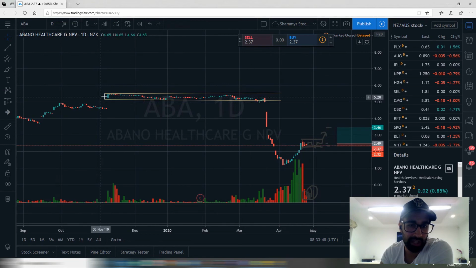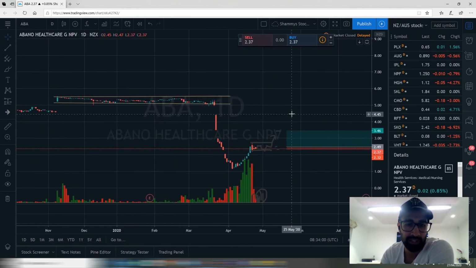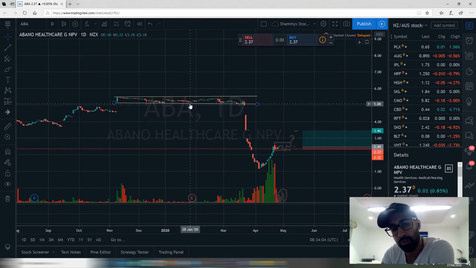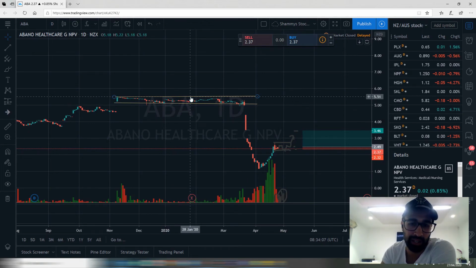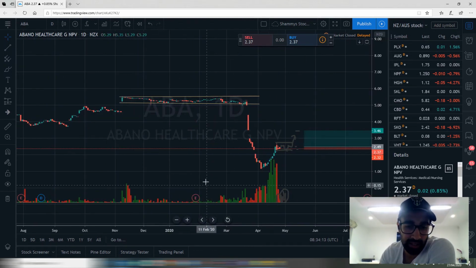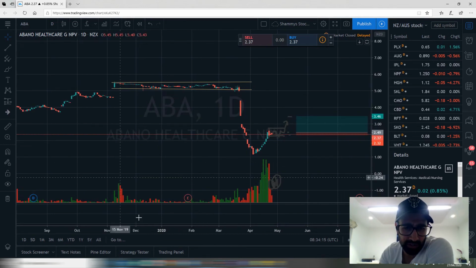This stock here has been stuck in a range since November 2019, between $5 and $5.50. So it's stuck in a 50 cent range. But the thing is, you can trade ranges like this, because you could buy at the bottom of a range, then sell at the top. Then wait till it comes to the bottom, buy at the bottom, then sell at the top again. You can do that depending on how liquid a stock is. So that's a good idea too.